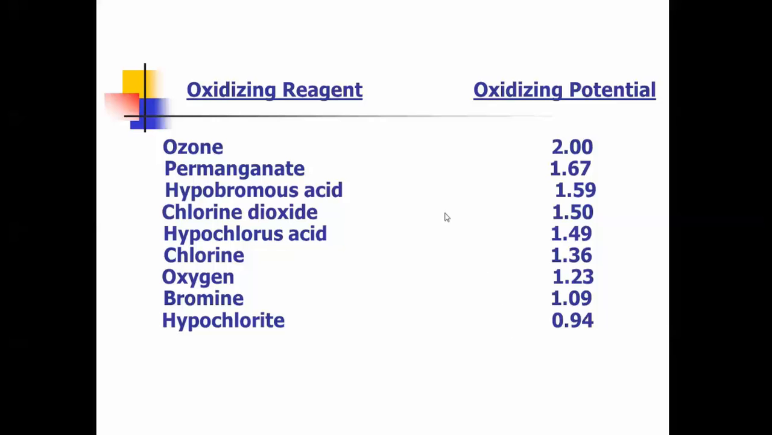If you look at the oxidizing reagents, the highest potential is ozone. If you've ever been near a lightning strike or had one go close by, you can smell that ozone in the air. Permanganate has 1.67, and then you've got chlorine down here at 1.36. Hypochlorite has 0.94 oxidizing potential.